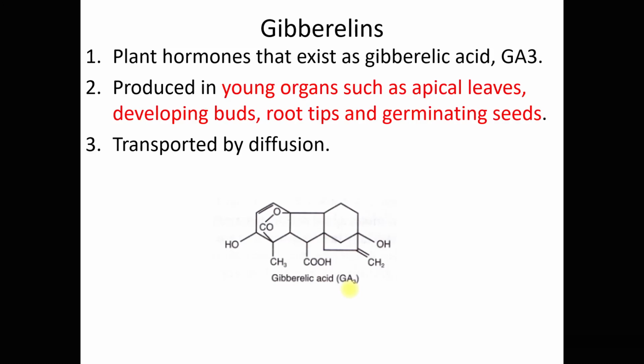Okay, next, gibberellins, double B. Gibberellins, yes, single L, right? Double B and single L. But some books use double L as well. Both can be accepted. Gibberellins are plant hormones that exist as gibberellic acid. So you can write gibberellins or gibberellic acid, but not GA3. They are produced in young organs such as apical leaves, developing buds, root tips, and germinating seeds, and transported by diffusion. This is the chemical structure of gibberellins, right?